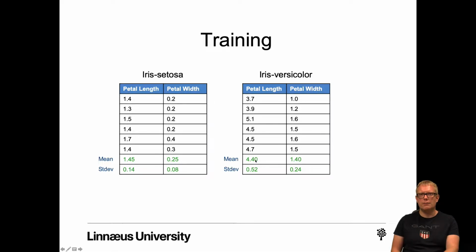For iris versicolor, the mean for the petal length is 4.40 and petal width 1.40. So we see that the values are typically much higher for iris versicolor than iris setosa. But we also have a much higher standard deviation. So it's not as simple as saying this has high values and this has low values, because we have quite large differences here. So this is actually all we need to do for training. And this is a very fast approach to calculate the mean and standard deviation of a set of values.